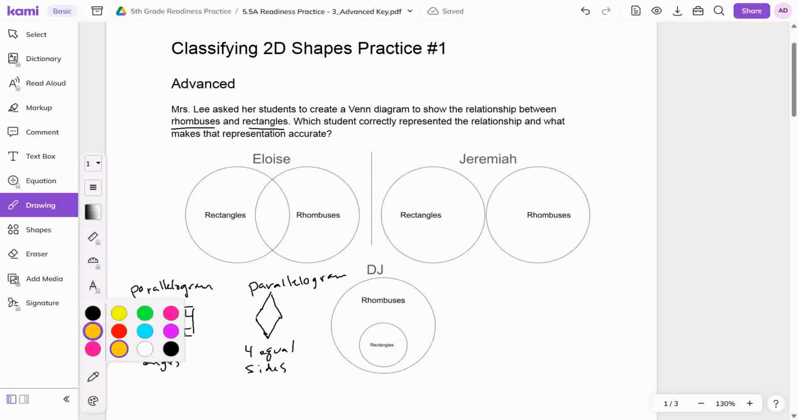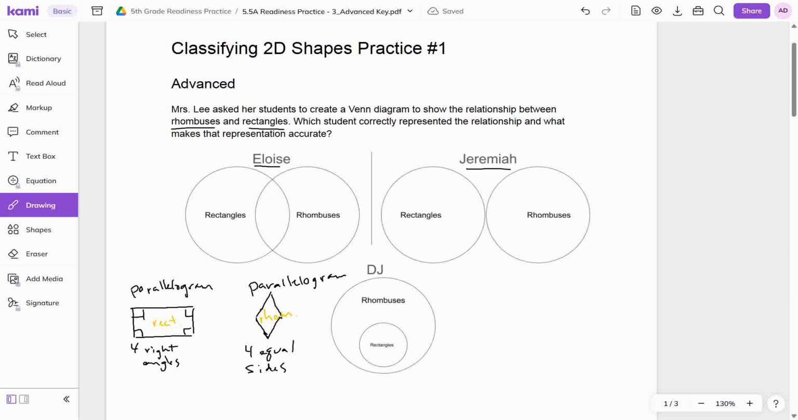So let me label these for you here. I've got my rectangle and then my rhombus. Now, here's the question. Are they completely separate? If they are completely separate, then we'll have to land with Jeremiah, and you can't have a rectangle be a rhombus. If they have a little bit of overlap, then that's going to be Eloise, and if one lives inside the other, then that's going to be DJ. So that's what these represent.